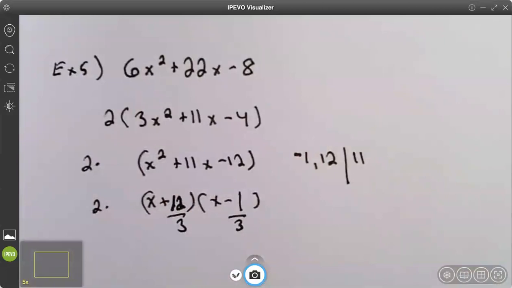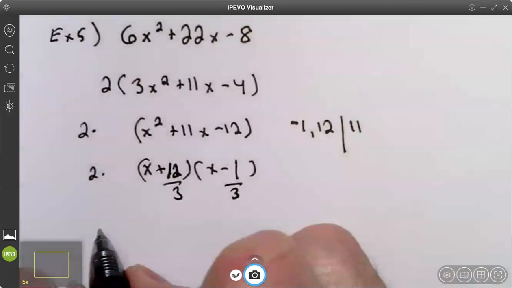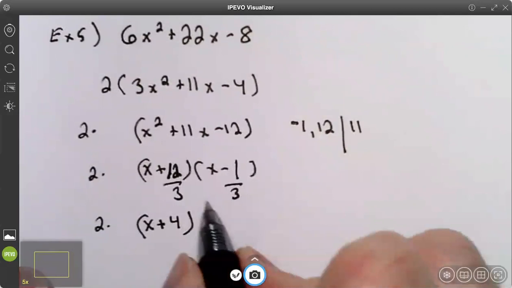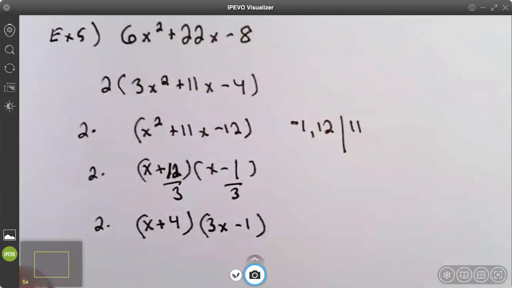Now think about what you would do next. Three goes into 12 4 times. Three will not go into 1, so I swing it back. And there is my answer. Now I could write it like this, or you may see it on a multiple choice written like this. Either way is correct.